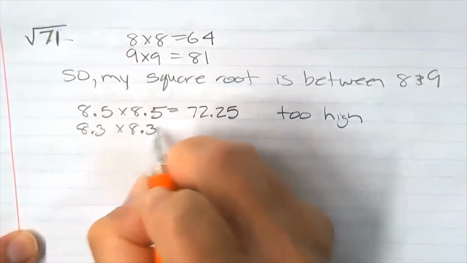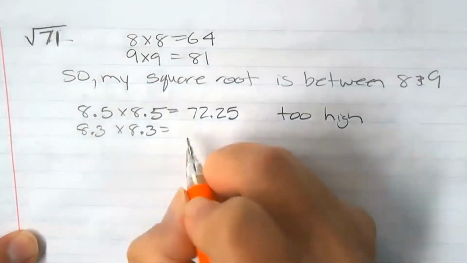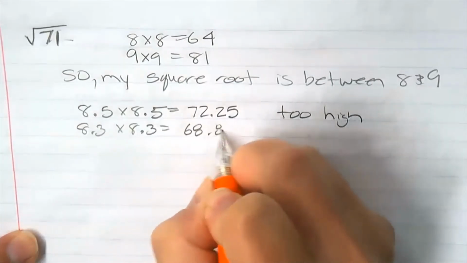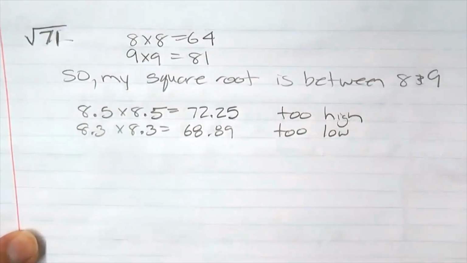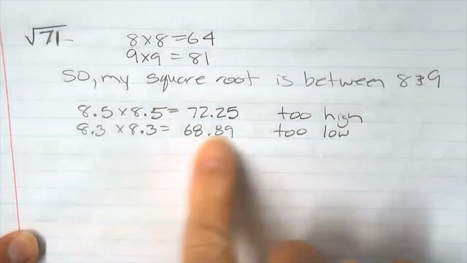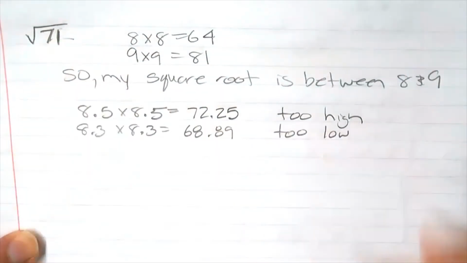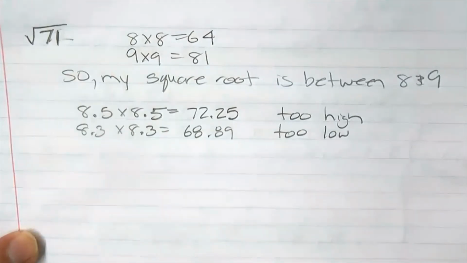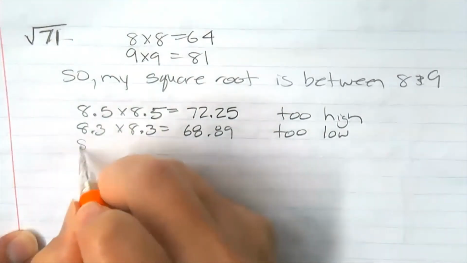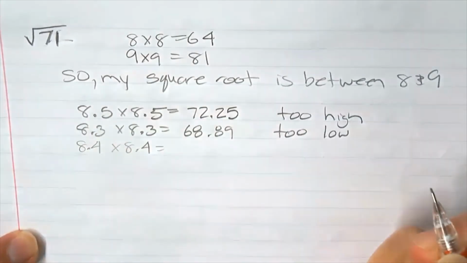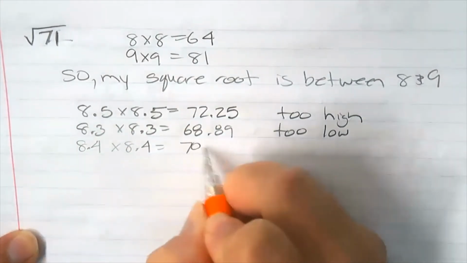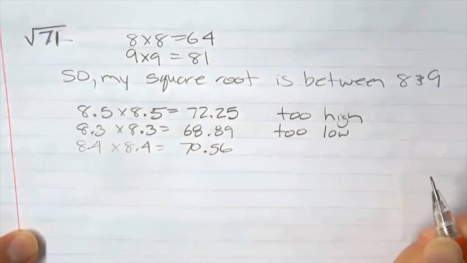8.3 times 8.3 is 68.89. This is a little too low. 68.89 is less than 71. So let's try 8.4. 8.4 times 8.4 is 70.56.